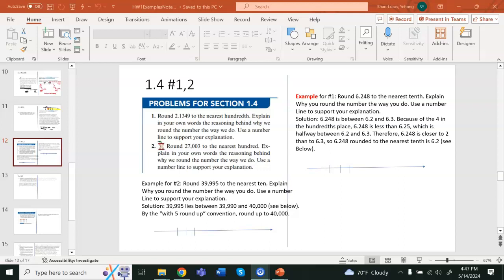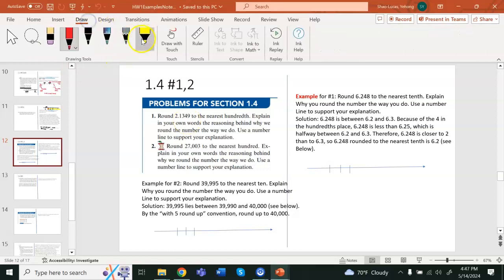Section 1.4, homework number 1 and number 2. So here we're going to learn how to round a number. For example, the first one is asking us to round this decimal to the nearest hundredth place. And the second one is to round it to the nearest hundred. And here I give you two examples.